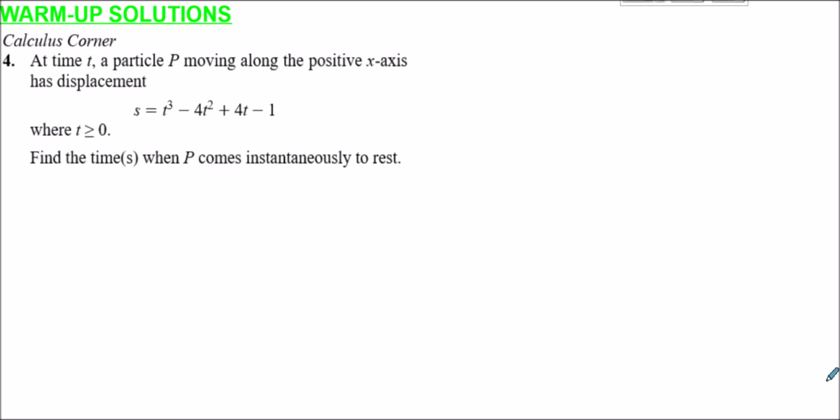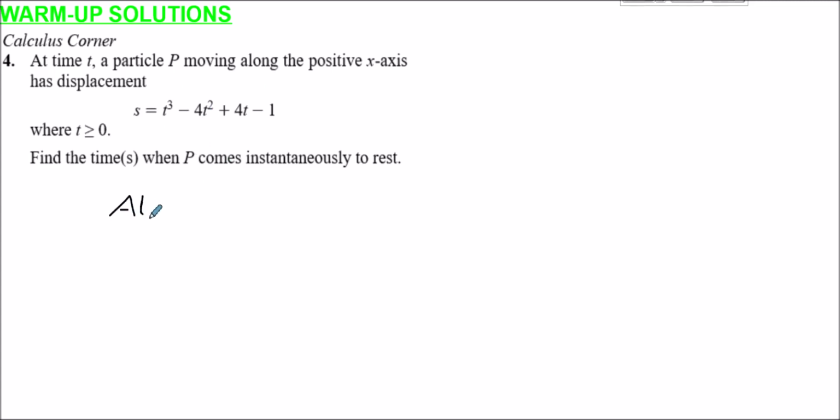Next up and finally, we have question 4, Calculus Corner. So at time t, a particle P moves along the positive x-axis and has displacement given by s equals t cubed minus 4t squared plus 4t minus 1. Find the time or times when P comes instantaneously to rest. So this is going to be at rest when the velocity is equal to 0.